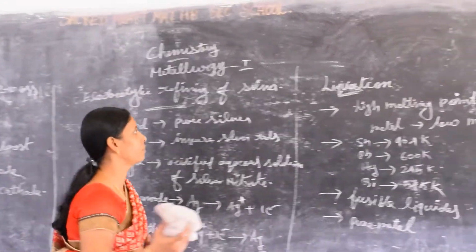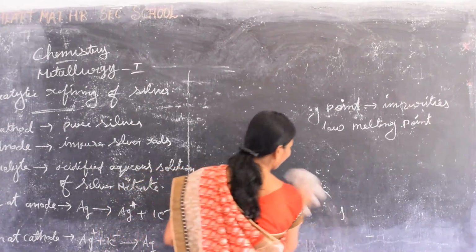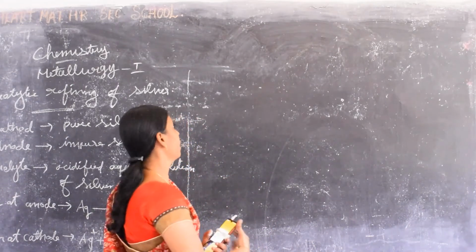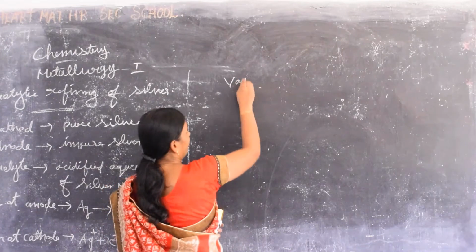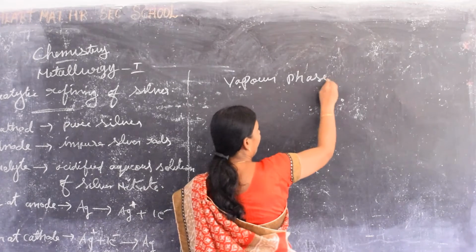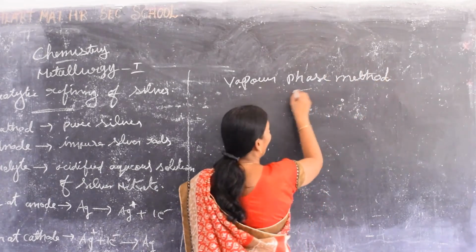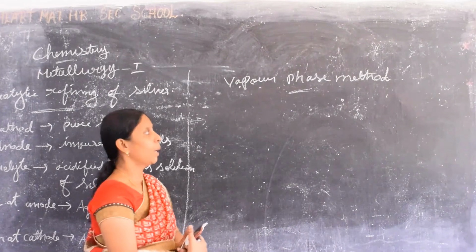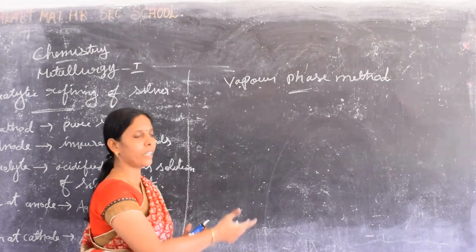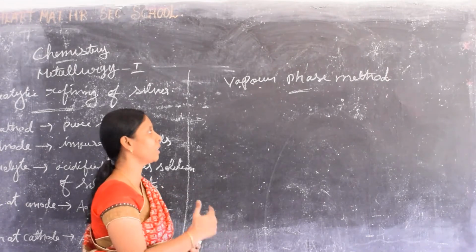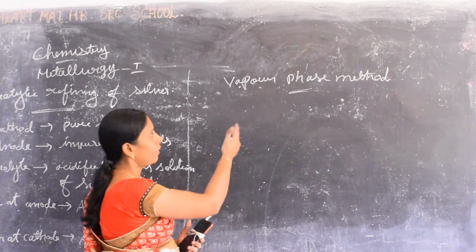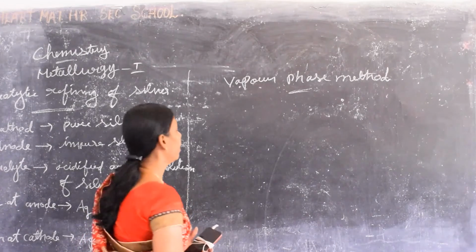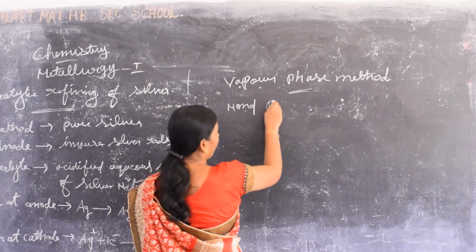Next one, Mond process. Mond process means vapor phase method. So in this method, low volatile metals decompose on heating, decomposing the compound, and we get pure metals. This is a vapor phase method. Examples of the vapor phase method are the Mond process and the Van Arkel process.